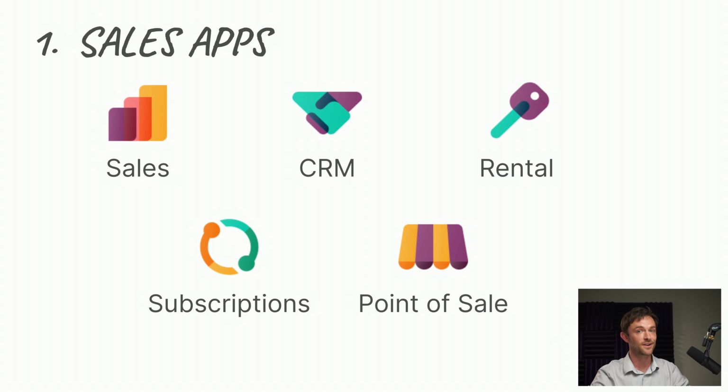All right, so we're going to get right into it. The first group, sales apps, and that means sales, CRM, rental, subscriptions, and point of sale. The title of the group says everything. These apps are really based around making sales, making business, whether it takes place over many months or maybe it's just a quick face-to-face interaction. Sales is a really good starting point for this webinar because that's honestly where a lot of the workflows in Odoo begin within the platform. And we're going to go through it one app at a time.